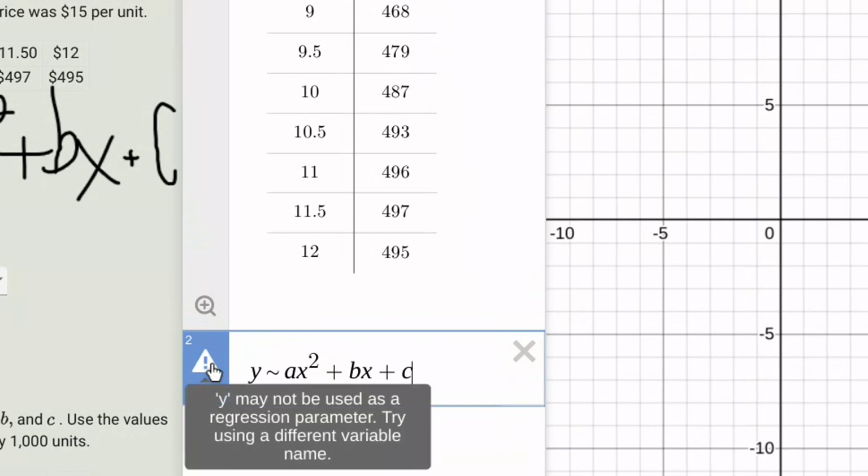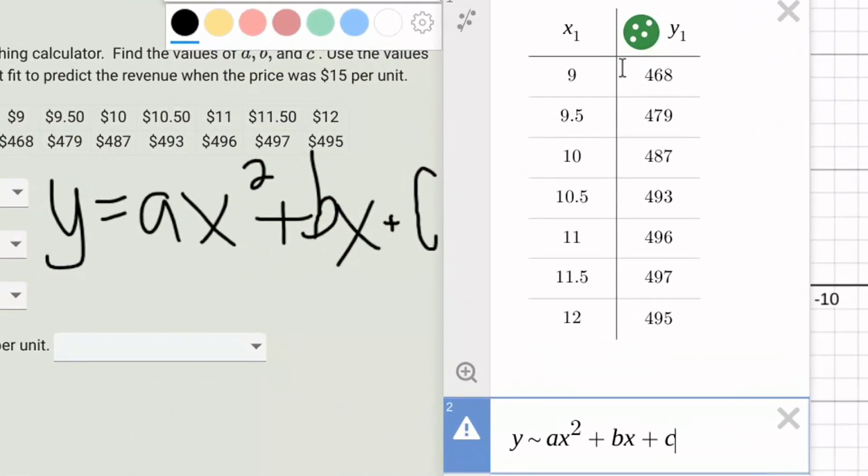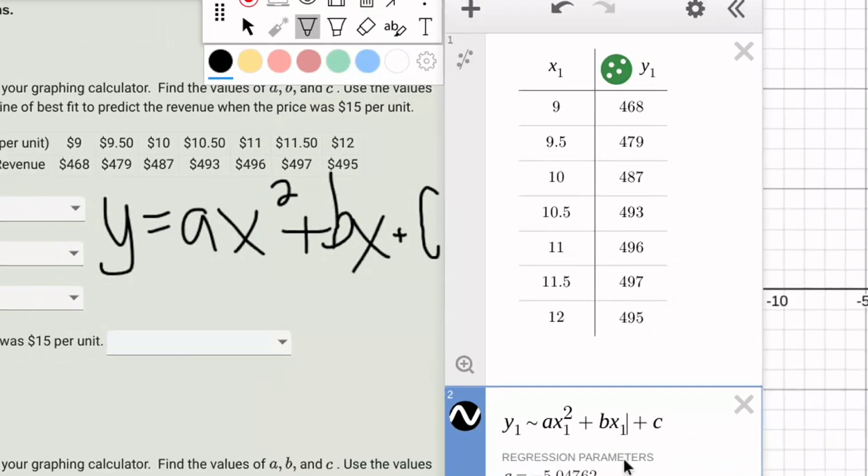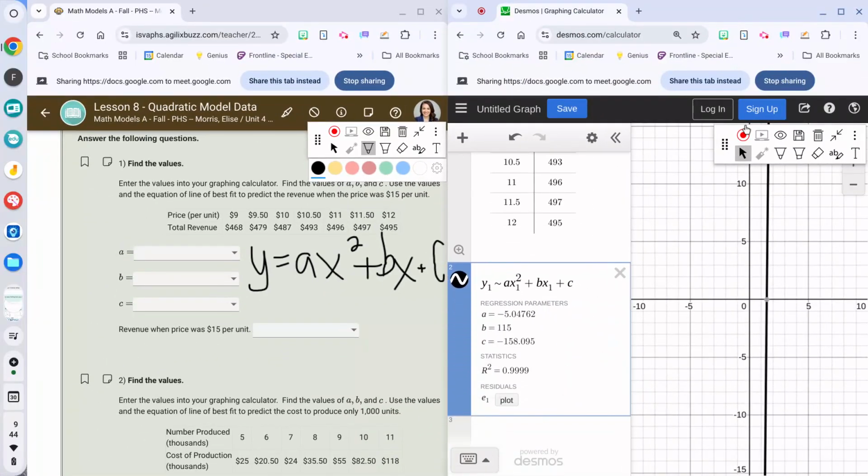And it comes up with this little caution sign. And it says y may not be used. And if you look back up at the table, hopefully you'll remember that the table isn't xy, it's x1, y1. So we have to show Desmos that we want it to use this particular table. So we just need to go back in and add the sub 1s. You just have to type the number 1 and Desmos knows what you're trying to do. So we put the y1 and then the x1, and there's another x here, so put it there, and all of a sudden the data pops up.